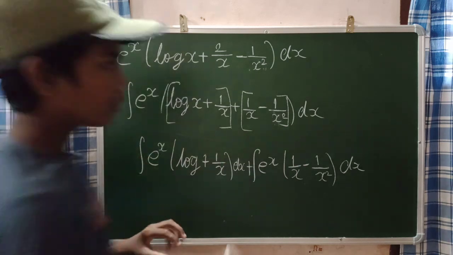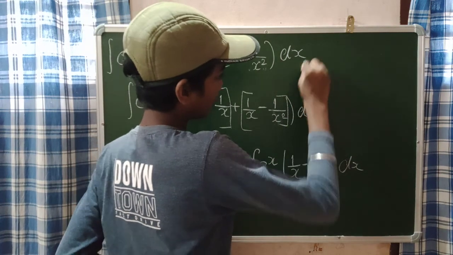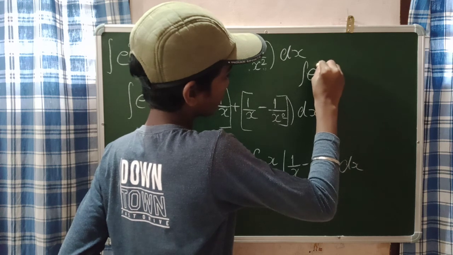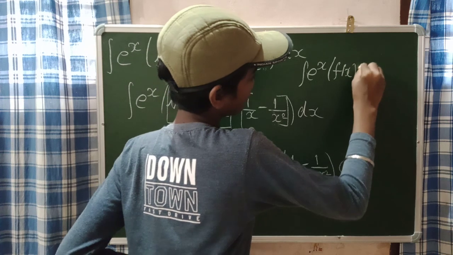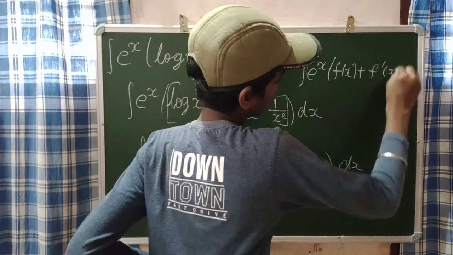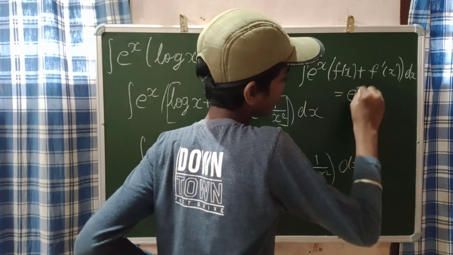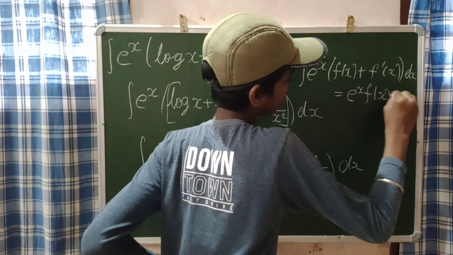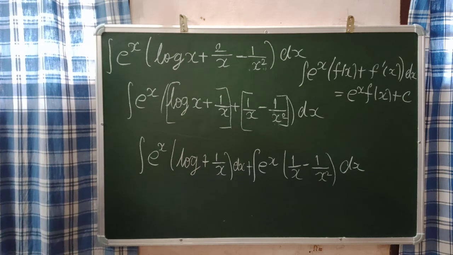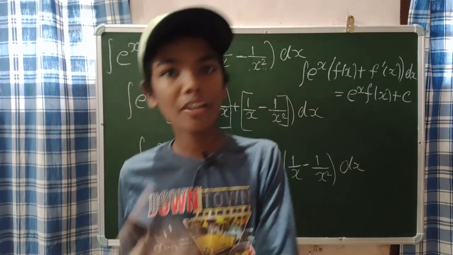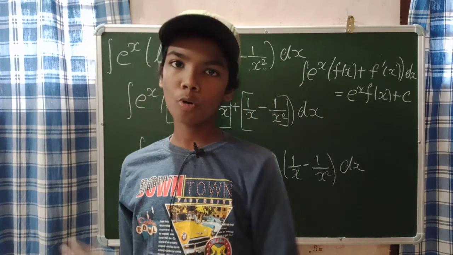Now, do you guys know one formula, right? It's a property of integrals: integral of e power x of (f of x plus f dash of x) dx can be written as e power x of f of x plus some constant c. This is the property that I am going to use now. So integral of e power x of (f of x plus f dash of x) dx can be written as e to the power of x of f of x plus some constant c.